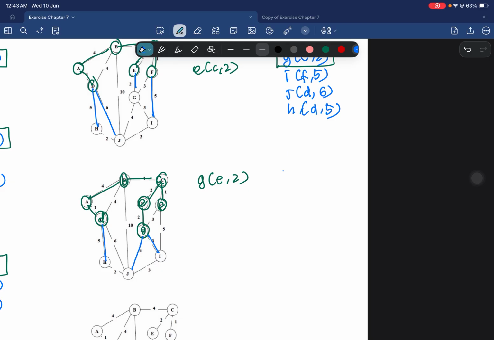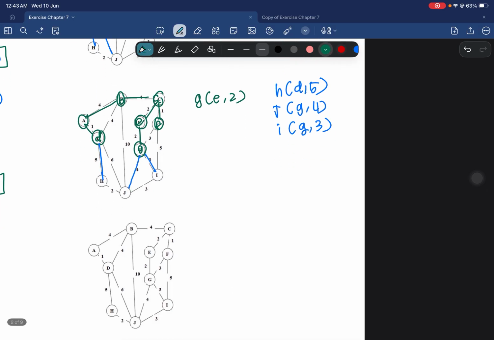Then we list down H, D5, J, G4, and I, G3. Alright, then we choose the shortest. So the shortest is IJ3, IJ3. So we have A, B, C, E, F, and G, and D.